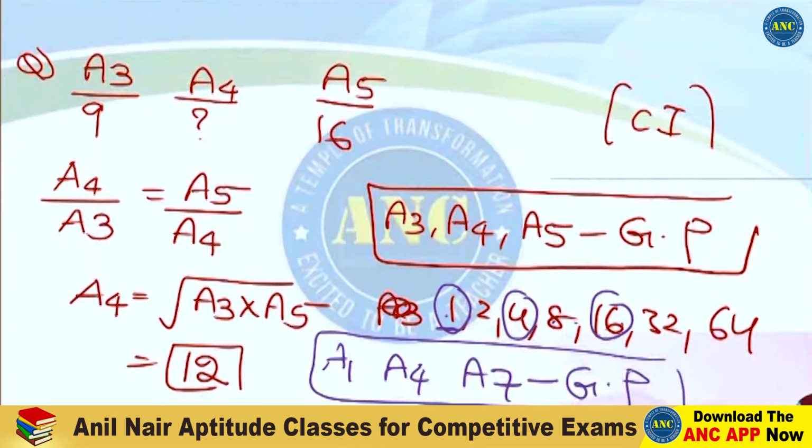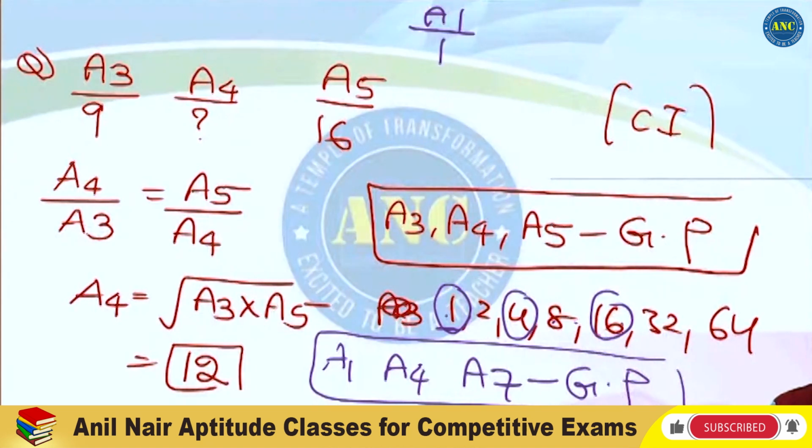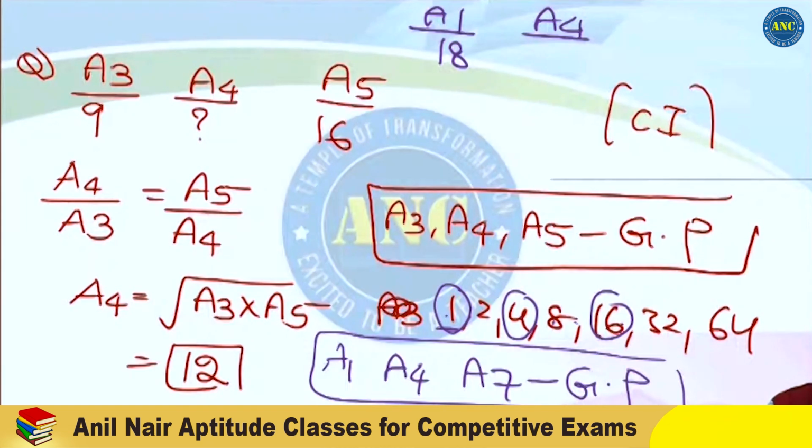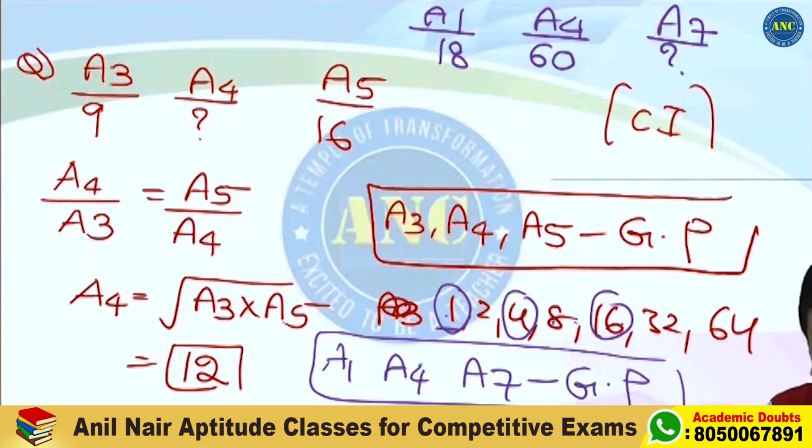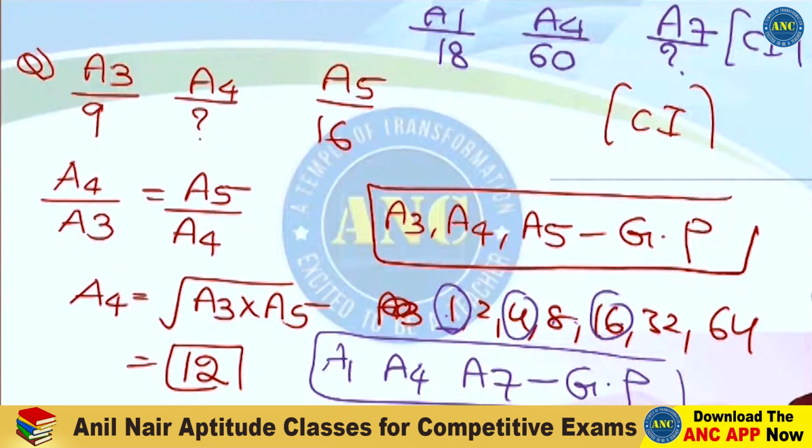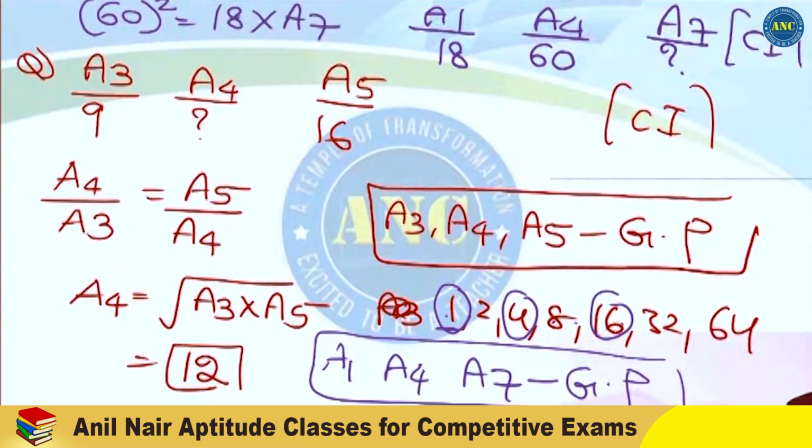He might give you some different values. Suppose, for example, A1 is 18 and A4 is 60. He is asking the amount at the end of the 7th year in the case of compound interest. A1, A4, A7 are also in geometric progression. In geometric progression, the middle number squared equals 18 into A7. From there, you will get the value of A7.